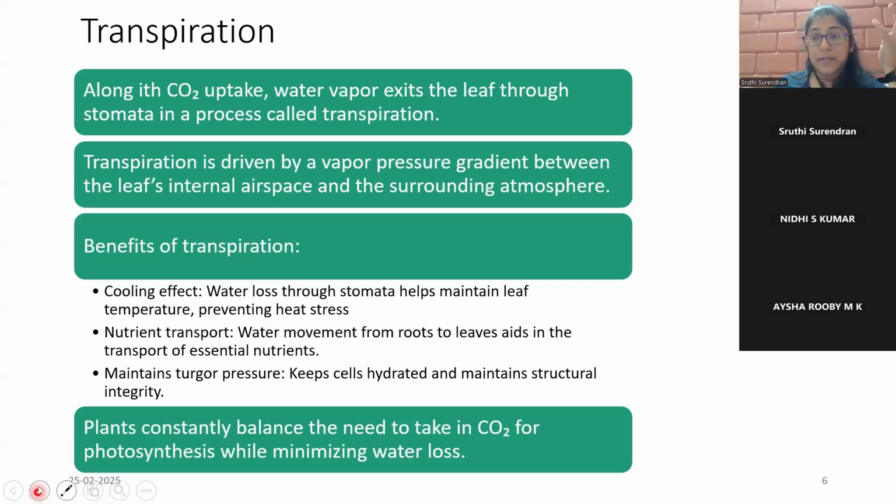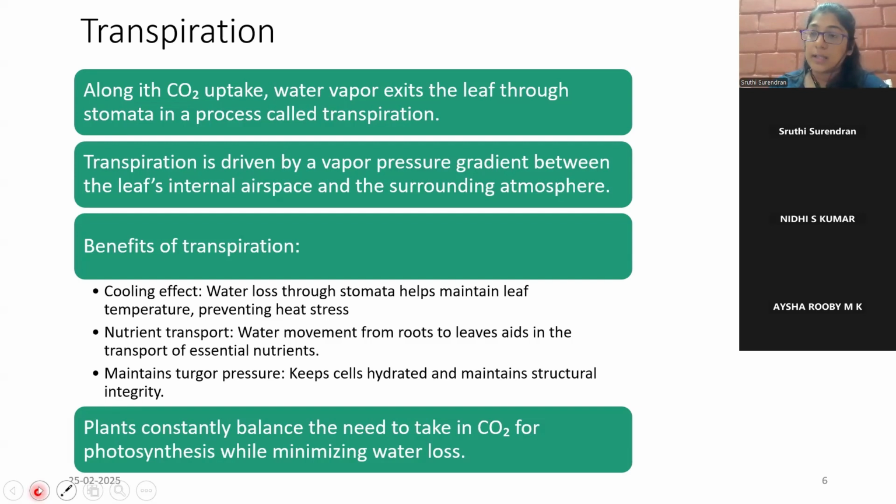Now, why transpiration? It has a lot of functions, such as maintaining the temperature of the plant. Transpiration is basically something similar to evaporation. When water is evaporated from a surface, this evaporation process cools down the surface. Similarly, in plants, this evaporative loss of water is called transpiration, and it helps in maintaining the temperature of the plant.